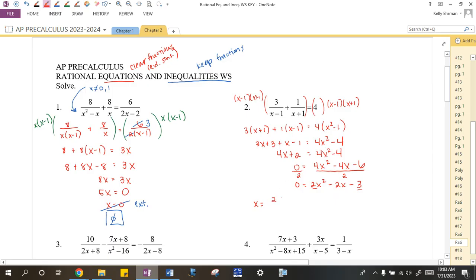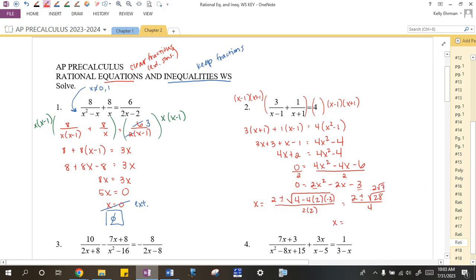So x equals positive 2 plus or minus square root of 2 squared is 4 minus 4 times 2 times negative 3 all over 2 times 2. This is going to be 4 plus, let's see, 8 times 3. 4 plus 24 is 2 plus or minus radical 28, which will simplify in a minute, all over 4. Radical 28 is 2 radical 7.